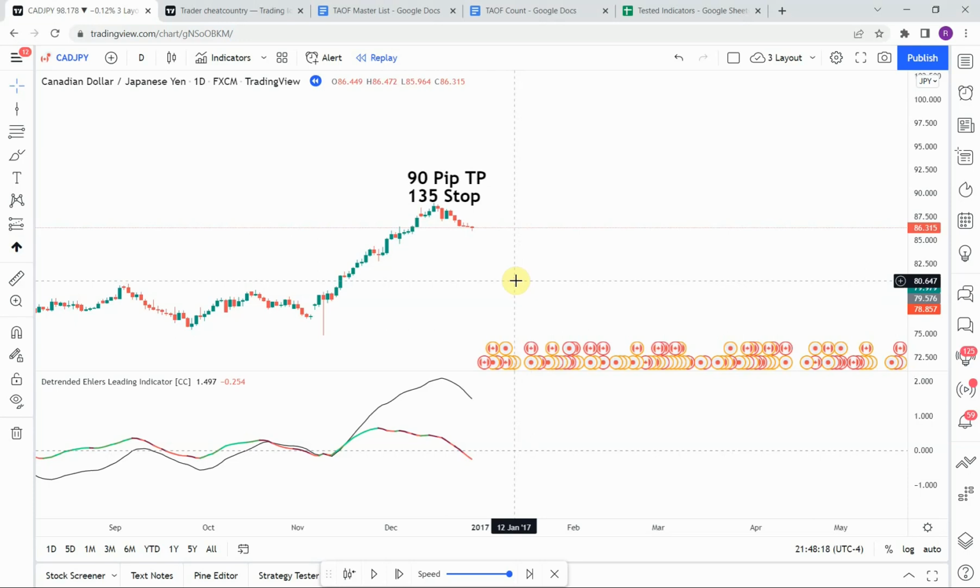Today we will be testing the Detrended Ehlers leading indicator.